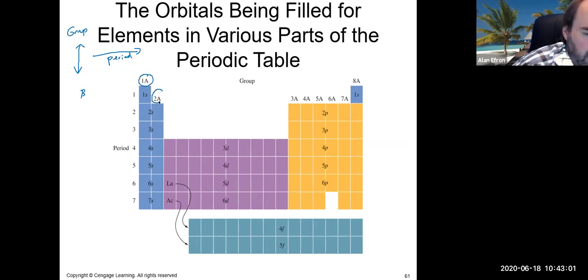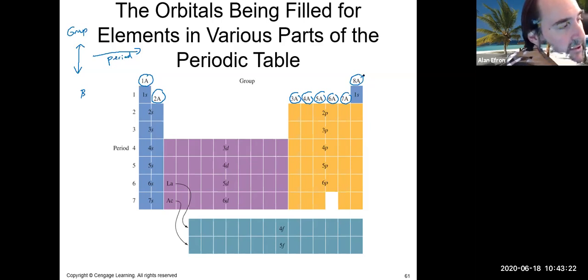This is group number 2 on the periodic table. We actually skip this entire middle section. And then group number 3 is over here, group number 4, group number 5, group number 6, group number 7, and group number 8. So although it is technically 1A, 2A, 3A, 4A, most people don't use the A. Most people just call it group 1, group 2, group 3, group 4, group 5, group 6, and group 7.